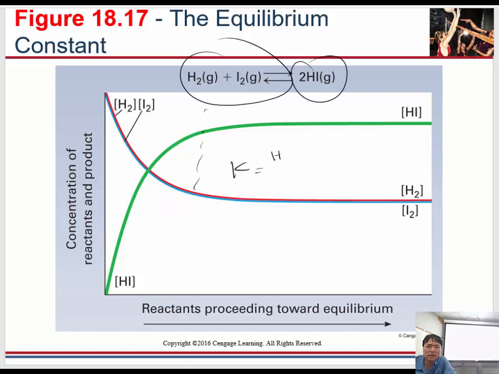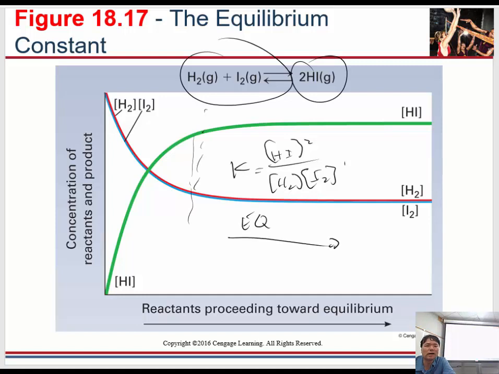K is going to be the HI concentration squared divided by the H2 concentration to the first divided by the I2 concentration to the first. And this is where the reaction ends up at equilibrium from here on out. There's no net change.